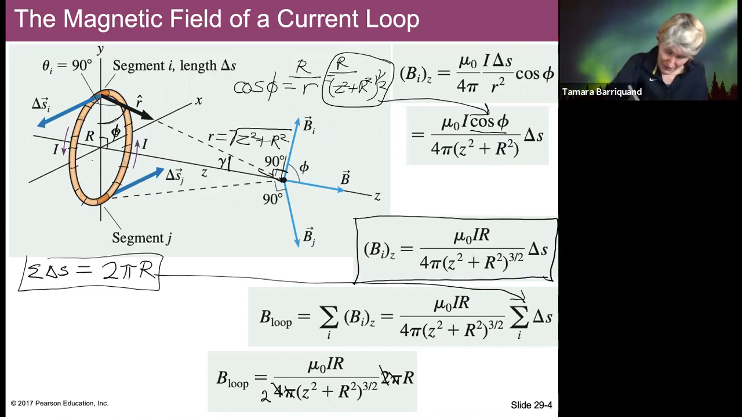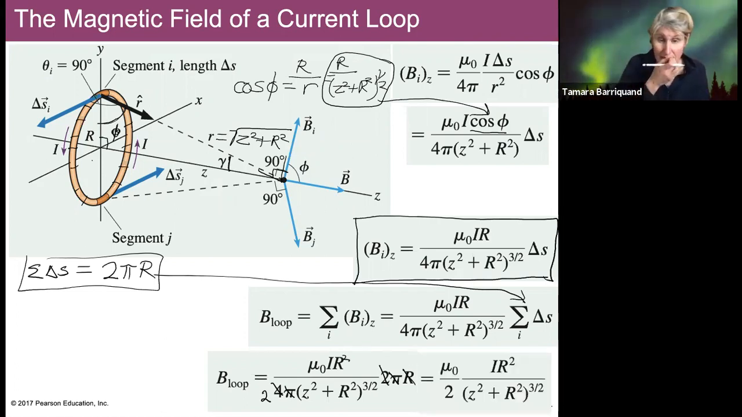And then I can combine my capital R's, so that'll end up being r squared. Let me write this up. Here's r squared. And so when I rewrite this, I end up with mu naught over 2 times capital I r squared over z squared plus r squared all to the 3/2. And that is the magnetic field of a current loop.